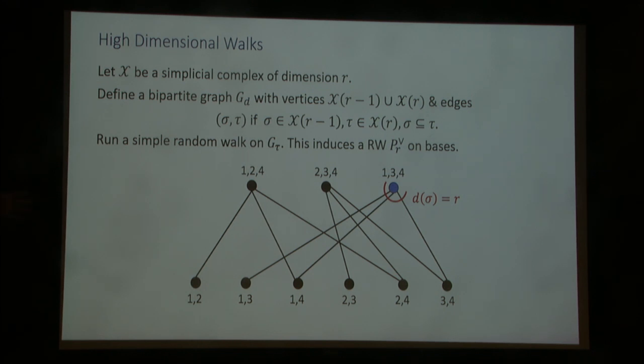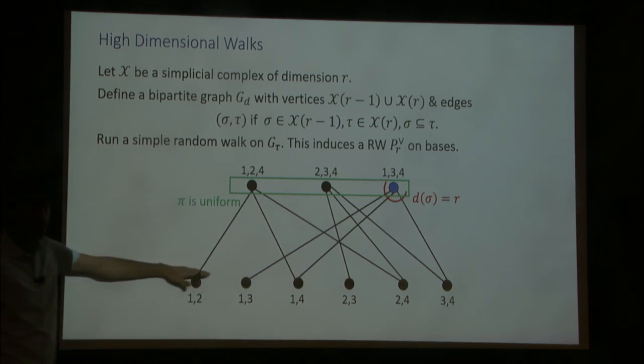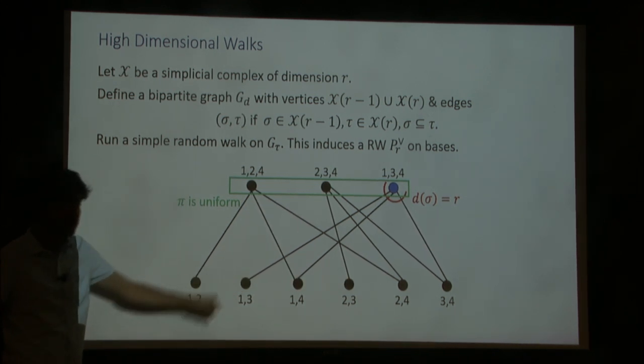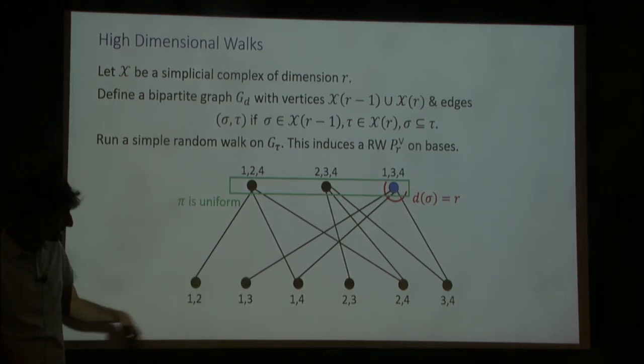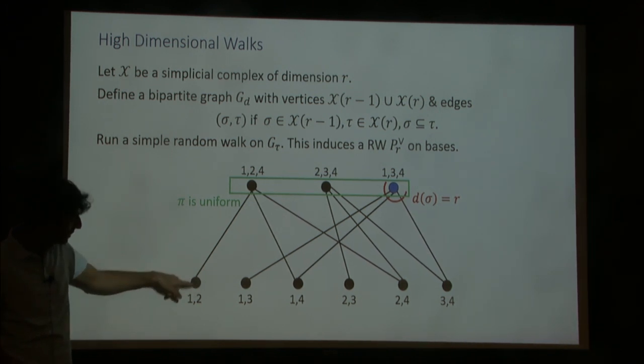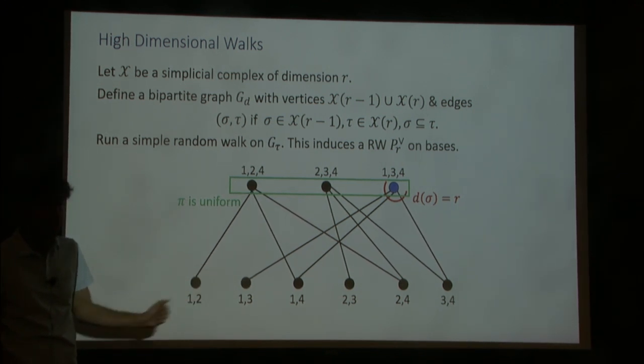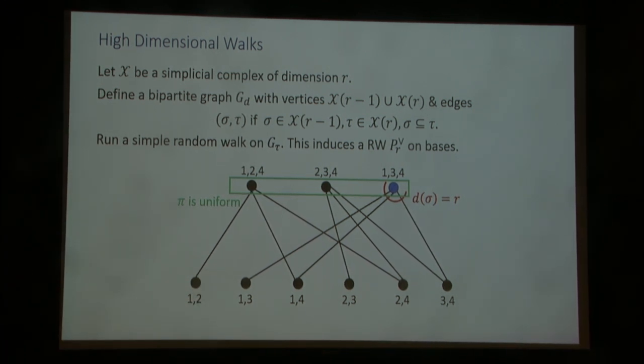So if I run this random walk, the stationary distribution at the top is uniform. Because all of them have the same degree. The stationary distribution at the bottom is not uniform, because the degree is not necessarily uniform. And in fact, it will come in a second, but at the bottom, the probability of a vertex is the number of bases that contain that element. Okay, so that would be the stationary distribution in the bottom.